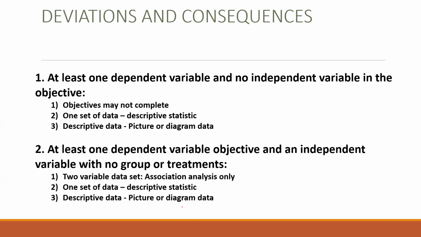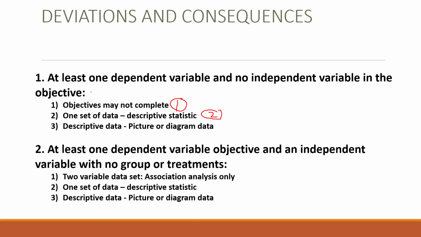So things that may happen: number one, the objective may not be complete. That's the first thing. The second thing is that you only have one set of data, which is descriptive, right? Which makes sense. So if I say I want to investigate the color of nectar, right? If I pluck 3 flowers and then extract the nectar and check the color, I'm only going to get pictures, right? Or diagrams. So you get descriptive data. So there's no room for analysis.